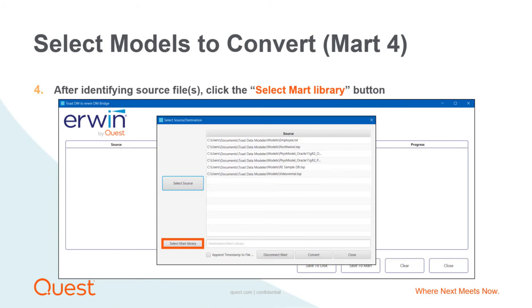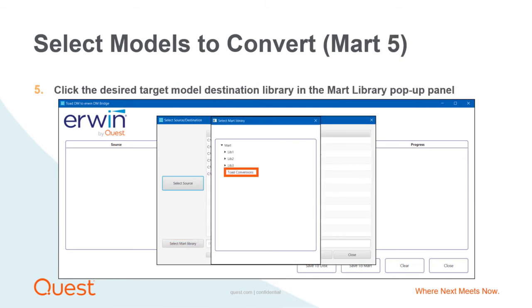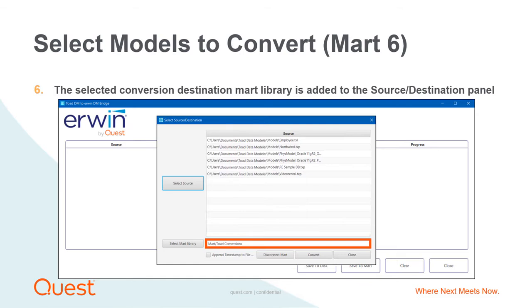Then click the Select Source button or drag and drop Toad model files onto the Source Destination panel in order to identify Toad Data Modeler models for conversion. Next, click the Select MART Library button to identify the target MART library folder for the resultant Erwin DM model files. The selected library is added to the Source Destination panel. If you wish to target a different MART than the one selected, click the Disconnect MART button and then click the Save to MART button in order to redo the MART connection process.